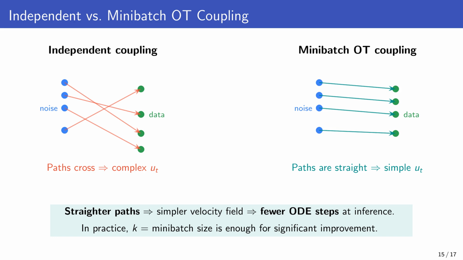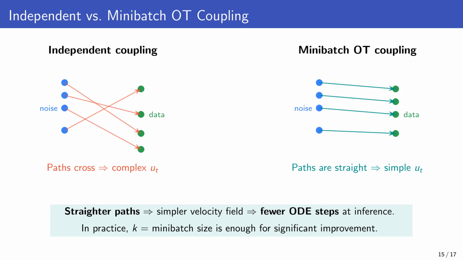On the right, mini-batch OT coupling. We solve a small optimal transport problem within the mini-batch to find the pairing that minimizes total transport cost. Nearby noise points get paired with nearby data points. The paths are straighter and do not cross, which produces a simpler velocity field. A simpler velocity field means fewer ODE steps at inference.